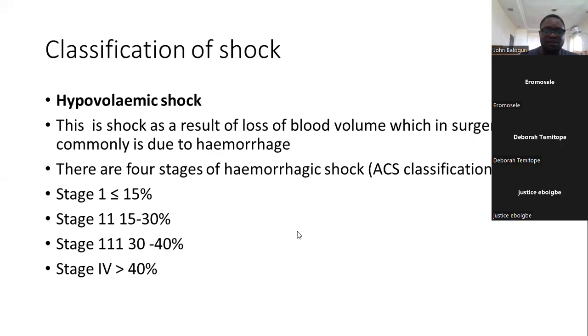The value they may give you is the respiratory rate. When the respiratory rate is within 20 and 30, that's stage 1. When it's within 30 and 40, that's stage 2. When within 40 and 50, that's stage 3. When it's greater than 50, it is stage 4. Are we communicating?